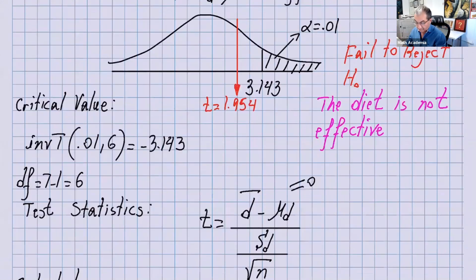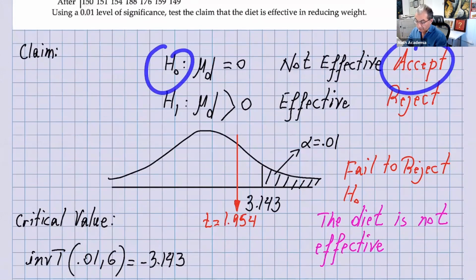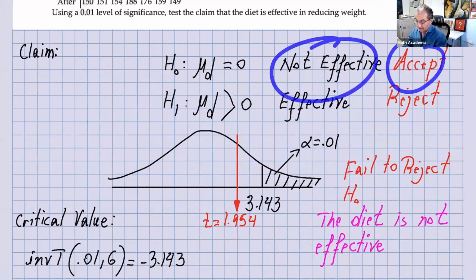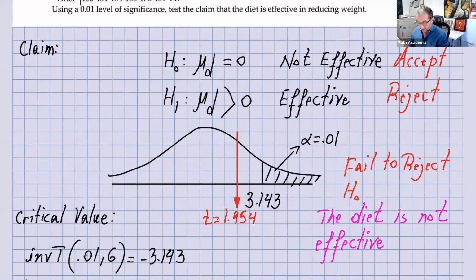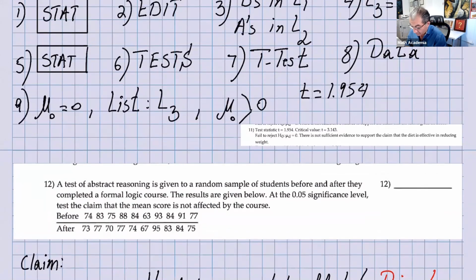Let's make the conclusion. 1.954 is before 3.143, so it's in the non-shaded region. Failed to reject H0, accept H0, that means accept that the diet is not effective. So you can put the diet is not effective, or if we just read the solution here: there is not sufficient evidence to support the claim that the diet is effective in reducing weight. So the diet is not effective.